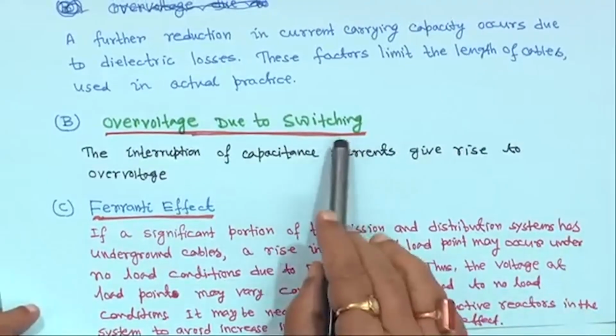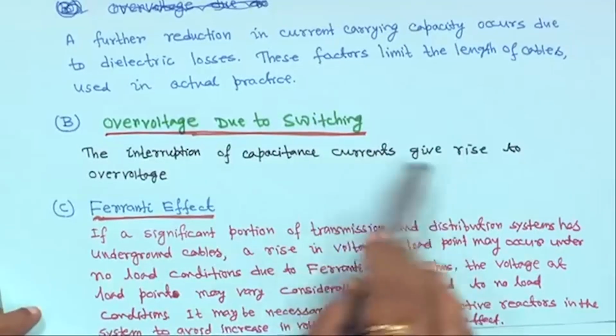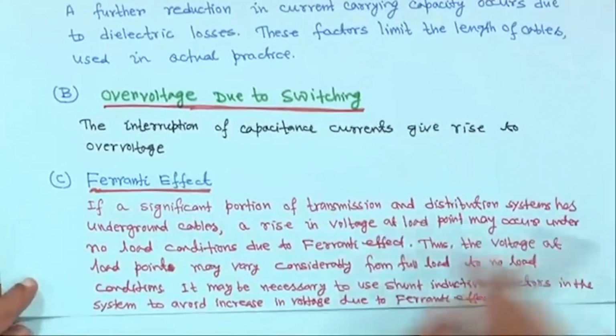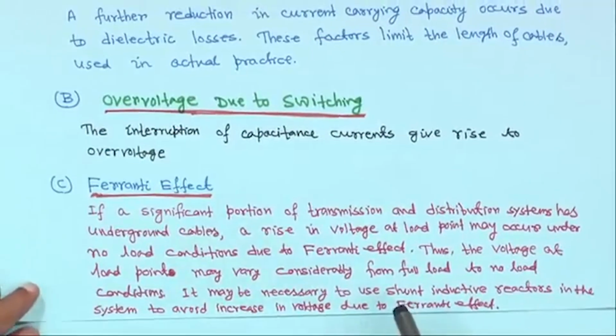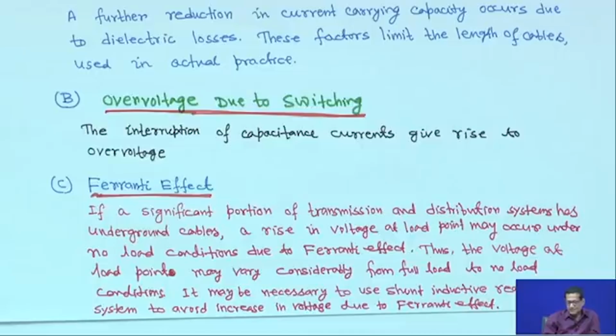So, next is over voltage due to switching. The interruption of capacitance currents gives rise to over voltage. Now, Ferranti effect you know. If a significant portion of the transmission line, you have also seen that under no load condition the receiving end voltage is higher than the sending end voltage. Same is applicable for the cable also, right. Thus the voltage at the load point may vary considerably from full load to no load. So, in this case it may be necessary to use shunt inductive reactors in the system to avoid increase in voltage due to Ferranti effect.